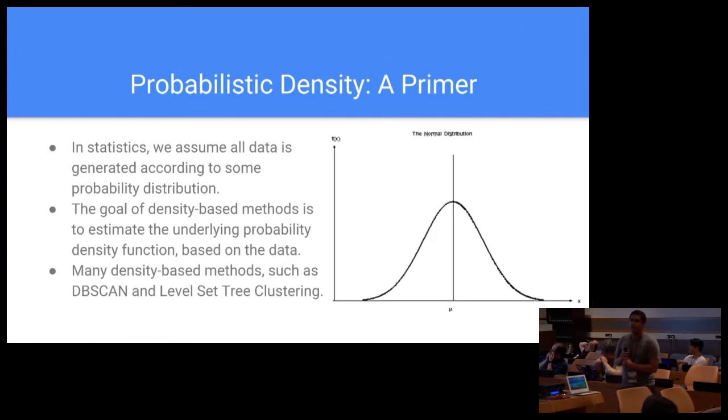And so, a quick primer about density. If you look a lot at statistical methods and some machine learning methods, you're going to hear this idea of density-based methods. Like DBSCAN, which is a clustering algorithm, is a density-based clustering algorithm. And so what do they mean by density? The statistical theory behind this is that we assume that all the data is generated according to some probability distribution. We assume it's generated according to a normal distribution, or some other distribution. And all those probability distributions have some probability density function. That's like the likelihood of a particular value appearing. And so that's what we mean by density-based clustering.